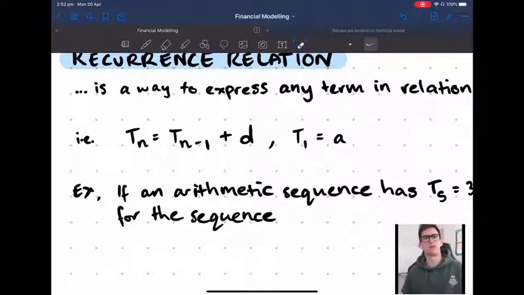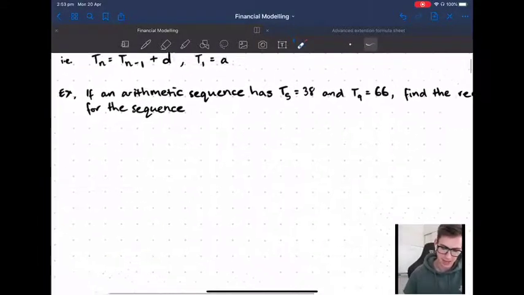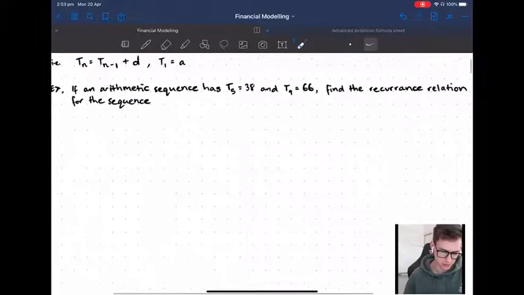So when we write the recurrence relation, we need to know what A is, the first term, because we need to write it at the end. It might seem kind of arbitrary, but we do have to do that. Okay, so let's have a look at doing this with an actual example.